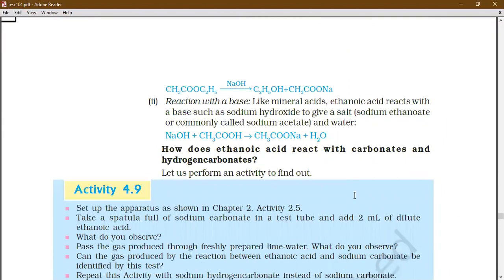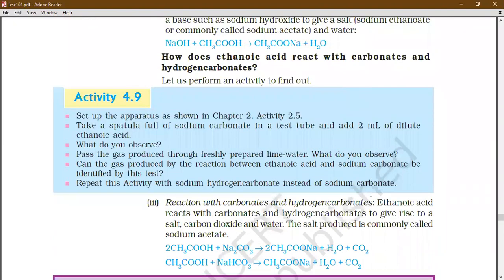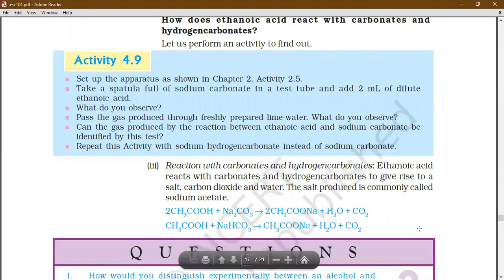How does ethanoic acid react with carbonates and hydrogen carbonates? Let us perform an activity to find out. Activity 4.9. Set up the apparatus as shown in chapter 2, activity 2.5. Take a spatula full of sodium carbonate in a test tube and add 2 ml of dilute ethanoic acid. What do you observe? Pass the gas produced through freshly prepared lime water. What do you observe? Can the gas produced by the reaction between ethanoic acid and sodium carbonate be identified by this test? Repeat this activity with sodium hydrogen carbonate instead of sodium carbonate.